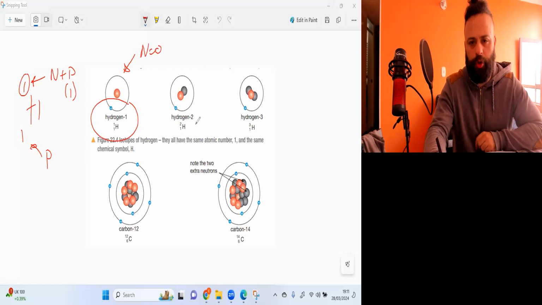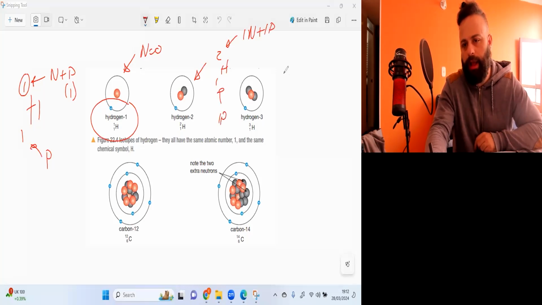Here is hydrogen 2. This is going to be basically 1 neutron and 1 proton added together, and down here is 1 proton. Then you've got hydrogen 3, which is going to be 2 neutrons this time, and 1 proton.